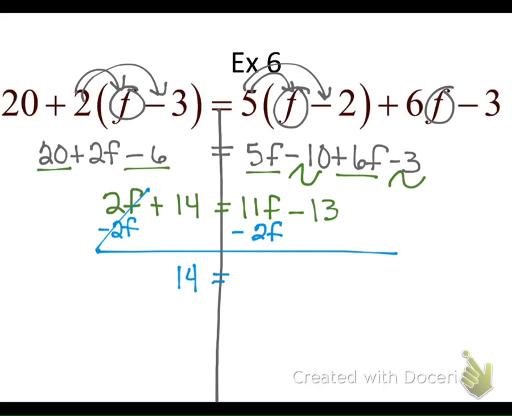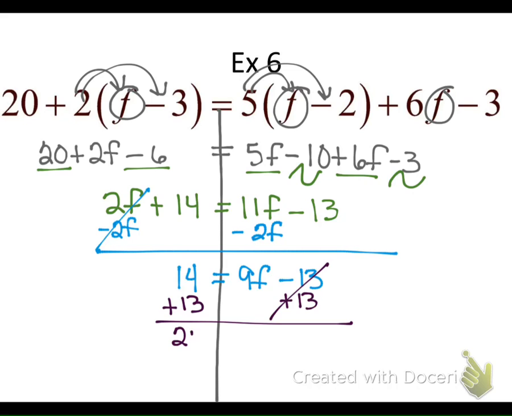And Kelsey, now what? Plus 13. Solve as usual. Good. So on my left side, what do I have? 27. My right side? 9F. And last step, who wants it? Out of these 4. Divide by 9. Okay? Which equals? Equals F. What do you guys think? Not bad, you got it?